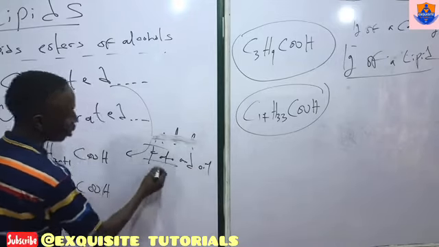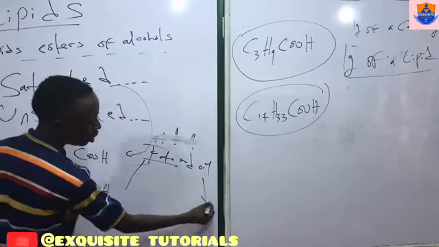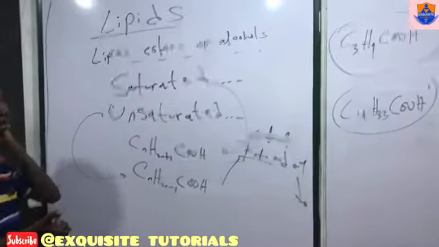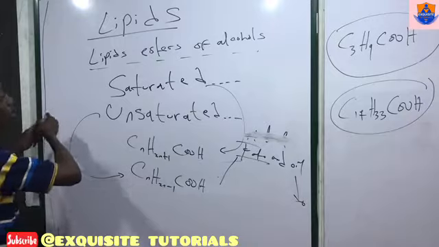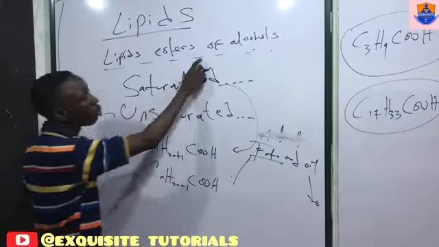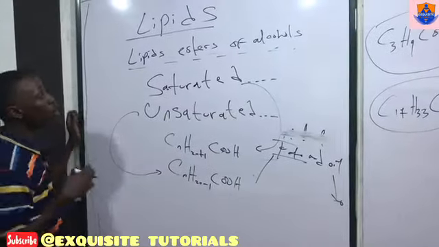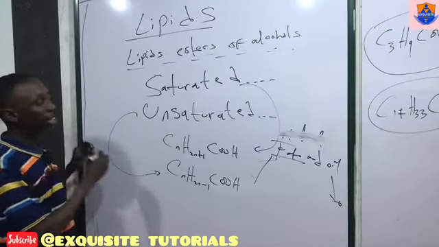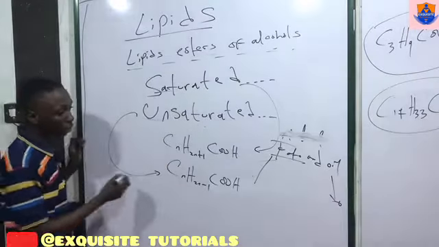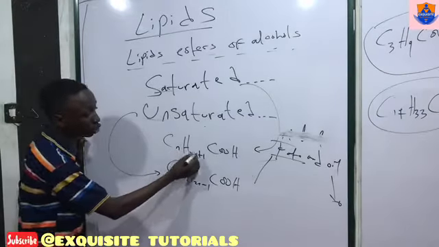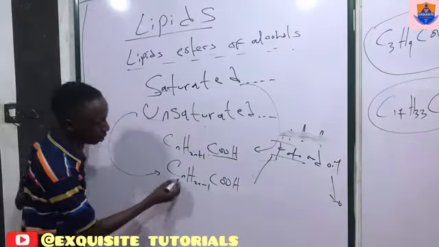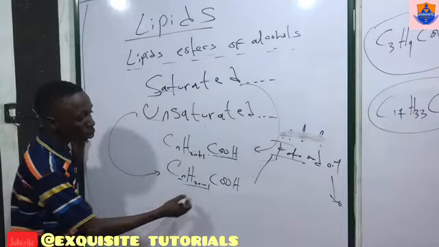Fats are solid at room temperature. Oils are liquid at room temperature. So let's take a quick recap. I said lipids are esters of alcohol, and that they can either be saturated or unsaturated, where I gave the formula for saturated to be CnH2n+1COOH and for unsaturated to be CnH2n-1COOH.